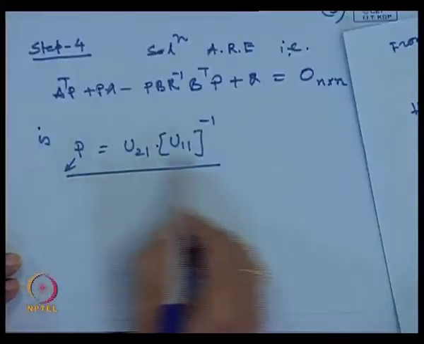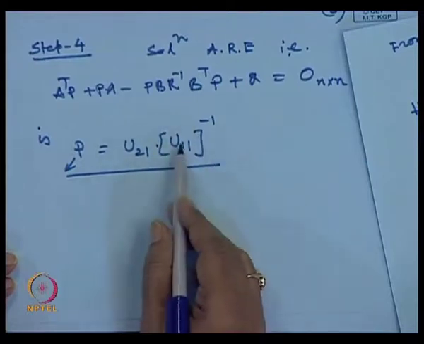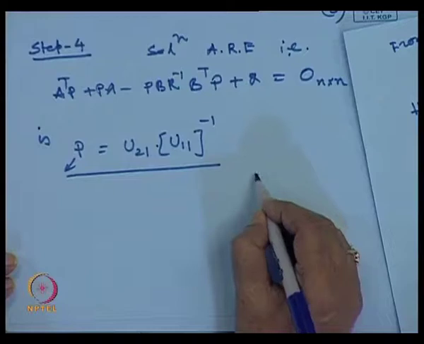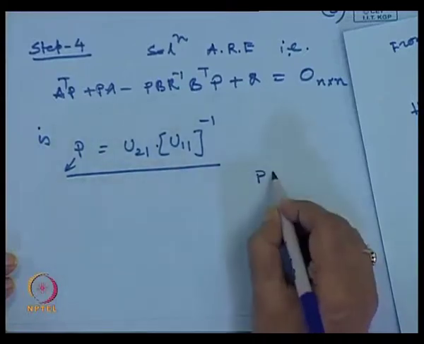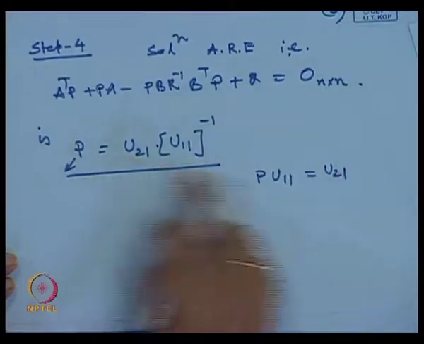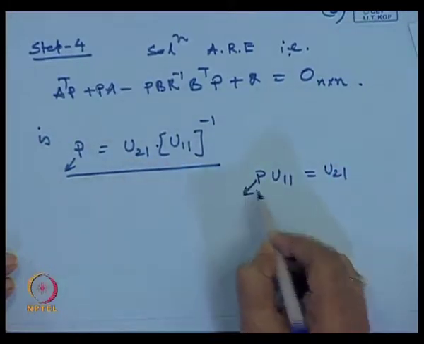So, one can solve this instead of directly taking the inverse, I can do it this way, that P U11 is equal to U21. This I can write this way, where P is unknown.